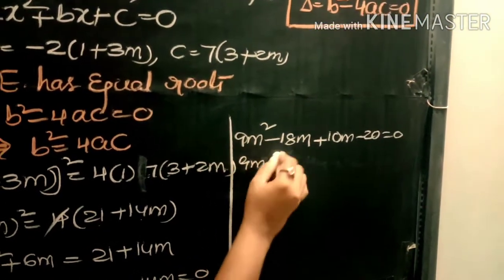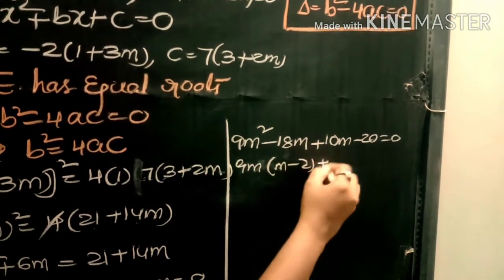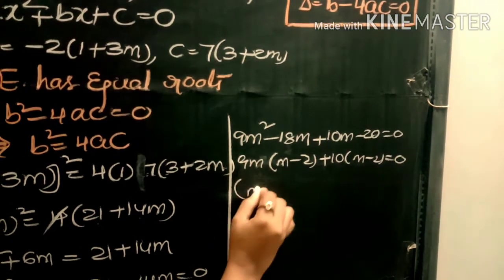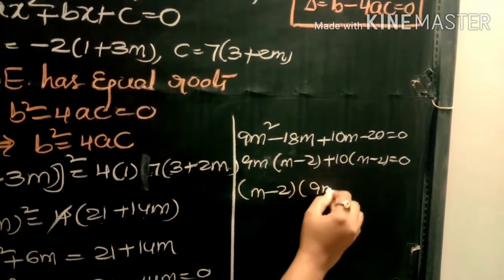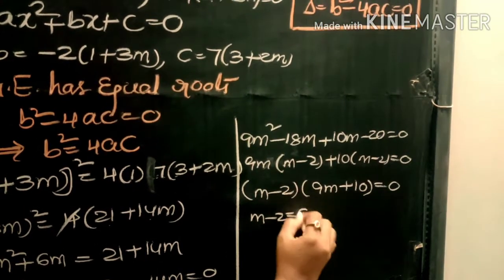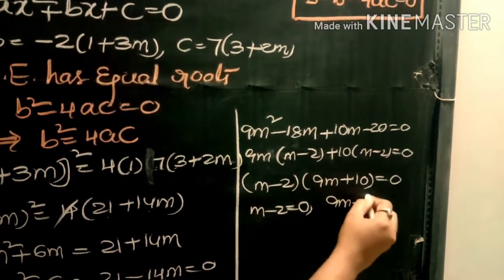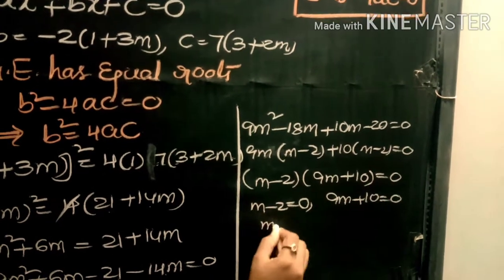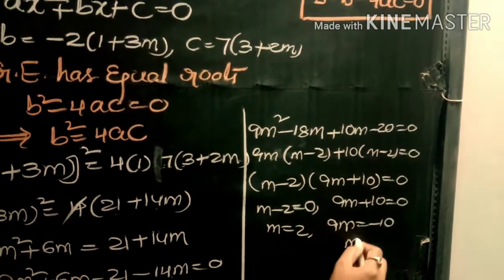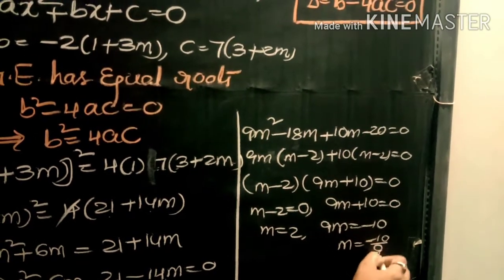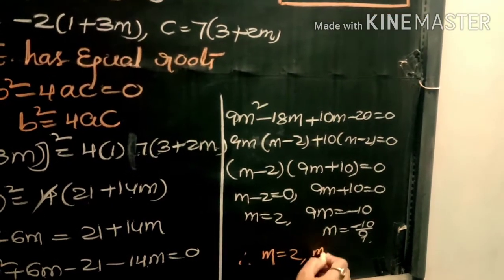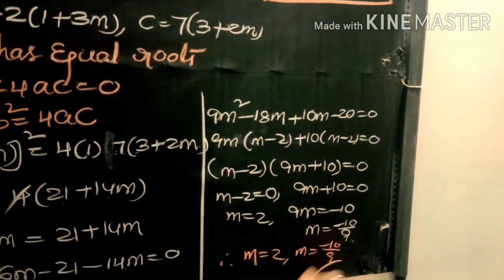Taking 9m common, 9m(m - 2) plus taking 10 common here, 10(m - 2) = 0. Again taking (m - 2) common, (m - 2)(9m + 10) = 0. So here m - 2 = 0 and 9m + 10 = 0. That is, m = 2 here, and here 9m = -10, then the value of m = -10/9. Therefore, the values of m are 2 and -10/9. That's all.